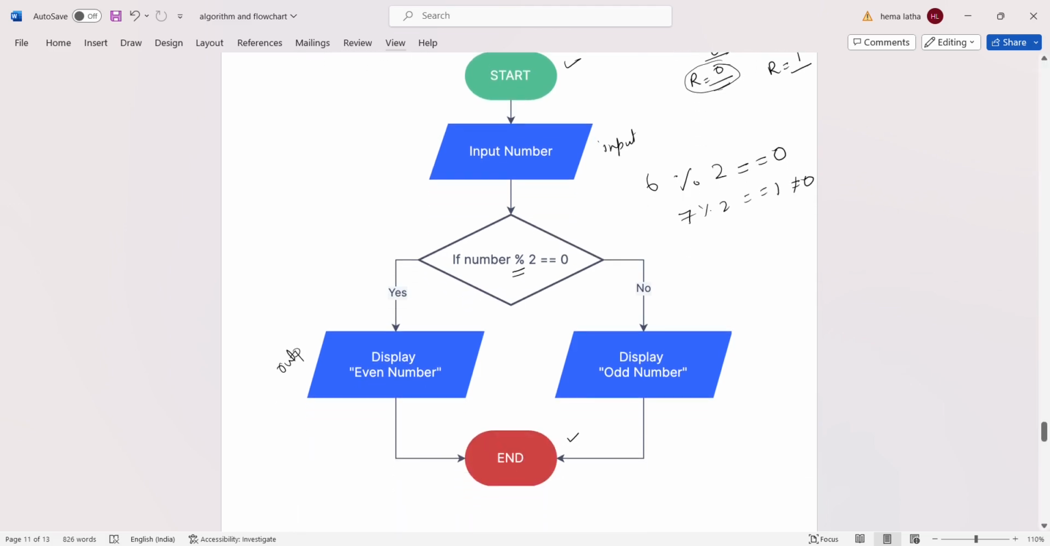So in this video I discussed algorithm and flowchart with certain examples.